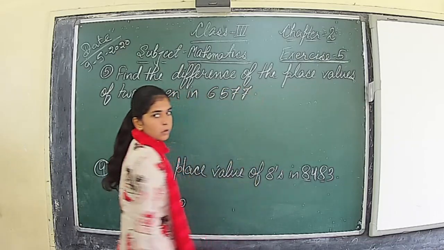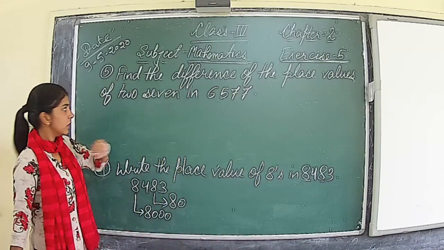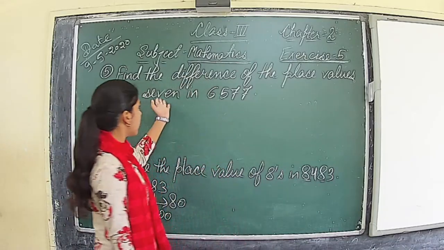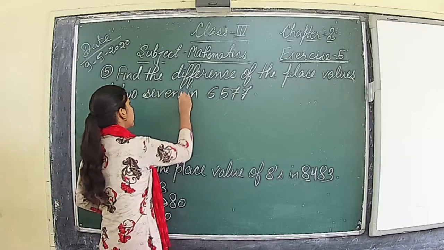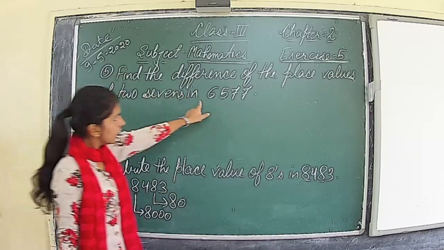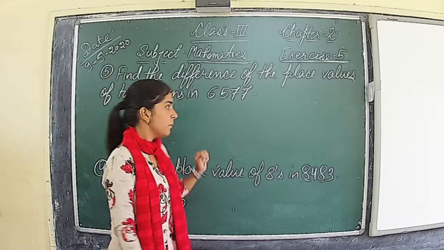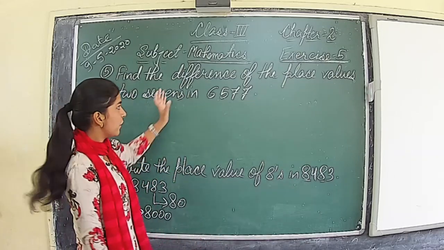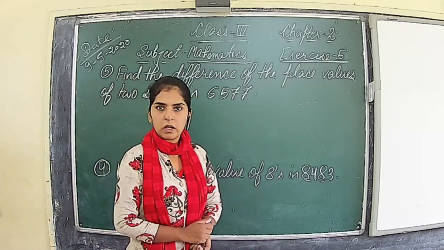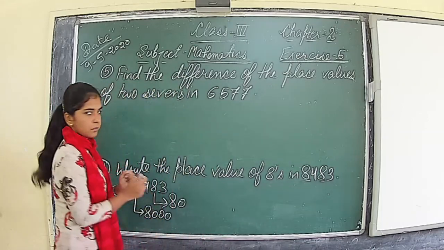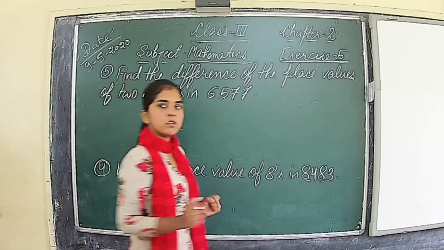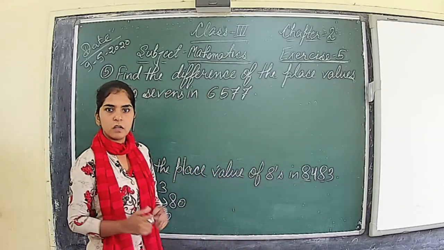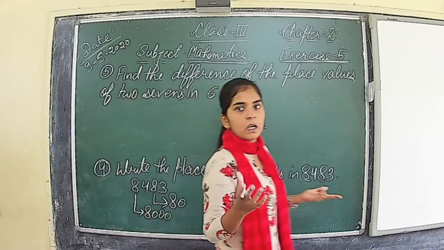Okay. So let us read the question again. Find the difference of the place values of two sevens. Why are there two sevens? Two sevens because in this number there are two sevens, right? 1 and 2. So what we have to do? We have to find the difference between their place values, right? Difference means subtracting.